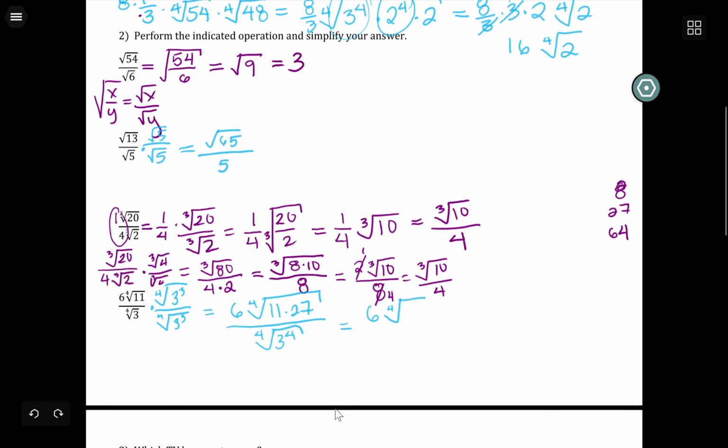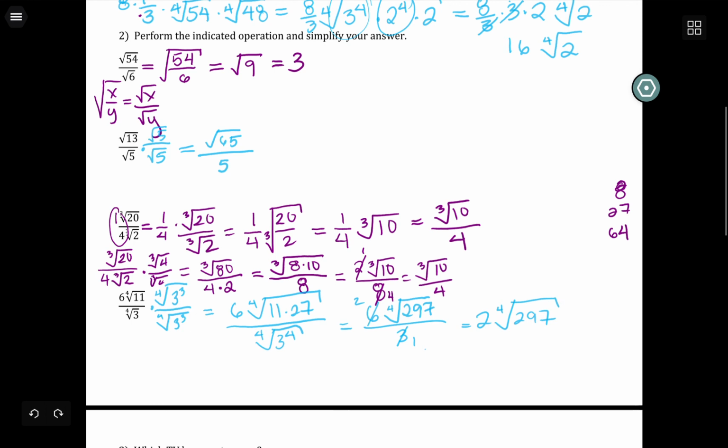Okay, I'm going to try and figure it out. 10 times 27 is 270. 1 times 27 is 27. So 270 plus 27, 297. You guys can double check me and laugh if you want, if I'm wrong. And then the fourth root of 3 to the 4th is 3. This is looking pretty good, but I do need to reduce and say, okay, I can cancel out a 3. So I have 2 times the fourth root of 297.